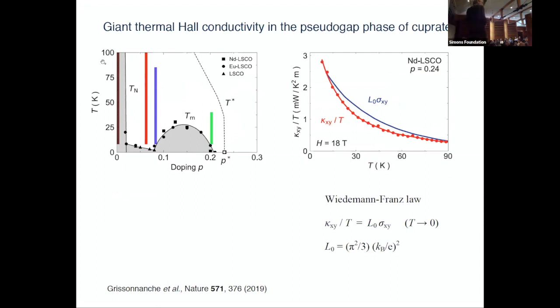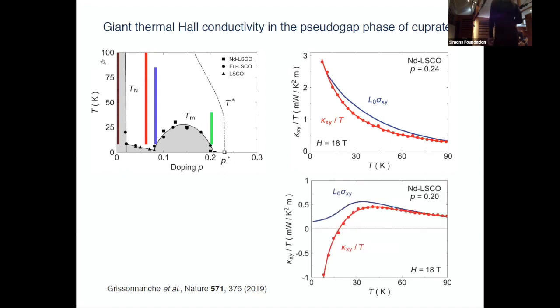So if we go to 24% above p star, we are in the metallic phase. Again, this is in a field large enough to suppress superconductivity. And if we plot kappa xy over T, this is the data. So it's positive, and it rises. And if you compare with the expectation from the Wiedemann-Franz law, L0 sigma xy, you see that it's very, very similar. In particular, they match at low temperature, as you would expect of a metal. So in other words, everything is completely expected and normal at that doping.